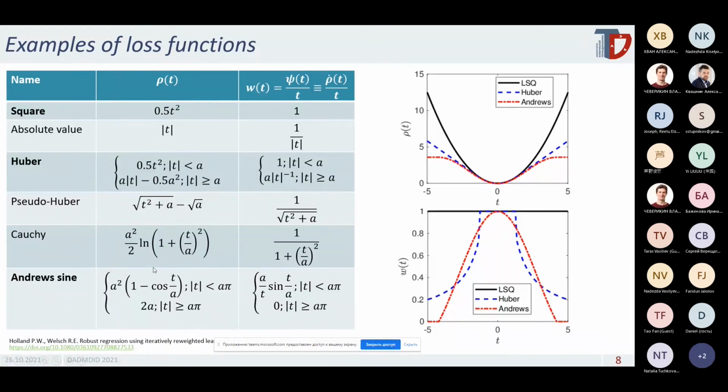And the third weight function that we used, Andrews sine function, is a so-called redescending loss function that is not convex. If we look at the weight function, it can just exclude outliers, but it is not convex, and it may cause problems with convergence.